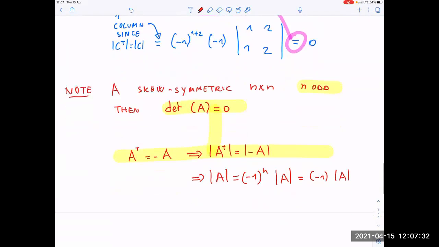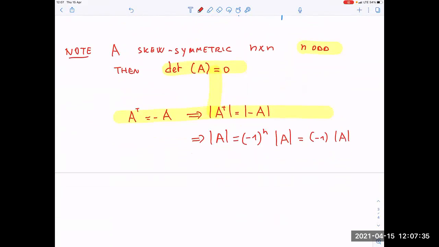Okay, so this means that whenever you have a skew symmetric matrix of odd size, 1, 3, 5, and so on, the value of the determinant must be 0, because we obtain that the determinant of A is equal to the opposite of the determinant of A, and so it is equal to 0, right? The only number which is the opposite of itself is 0. Okay, good.